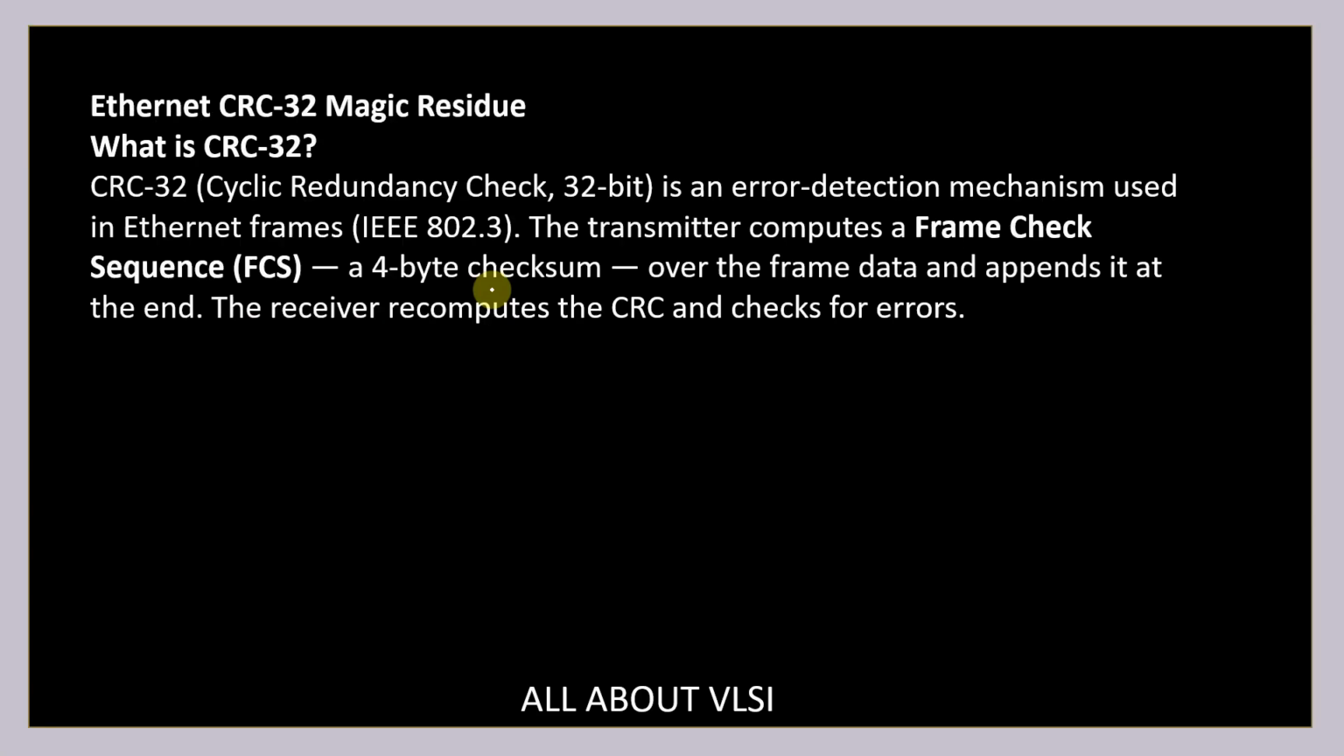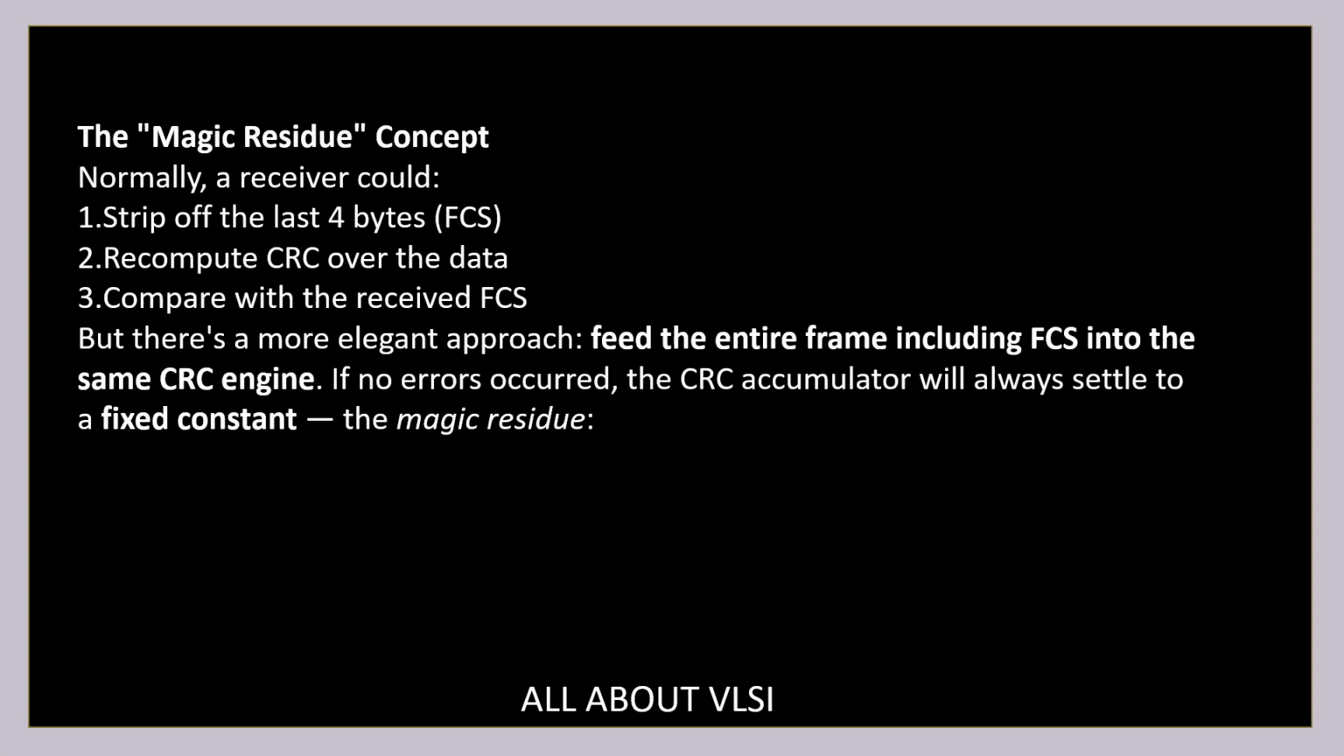When we receive the CRC, there is something known as the CRC32 magic residue. It is an error detection mechanism used in Ethernet frames. The transmitter computes a frame check sequence, a 4-byte checksum over the frame data, and appends it at the end, as we have already discussed. The receiver recomputes the CRC and checks for errors. If the remainder is equal to 0, it is a valid frame; if we do not get 0, it is an invalid frame.